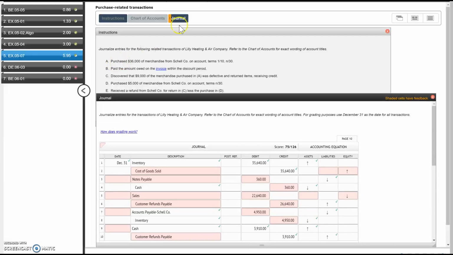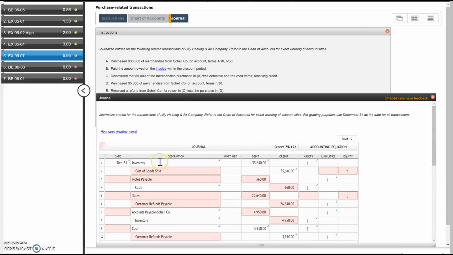Okay, so I put up our instructions here, and we're purchasing, and we're doing the journal entries for our company. So we're Lily and we're buying stuff. We purchased $36,000 of merchandise from Shell with the terms 1/10 net 30. You did right, taking out that 1% because we have that as 1/10 net 30.